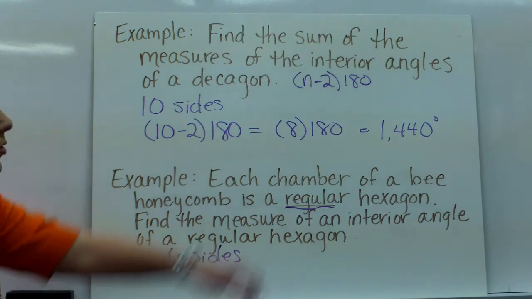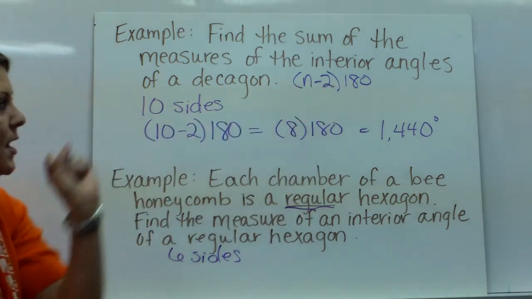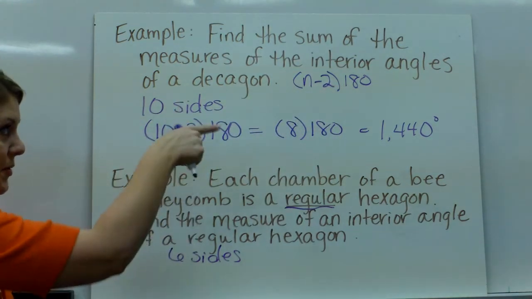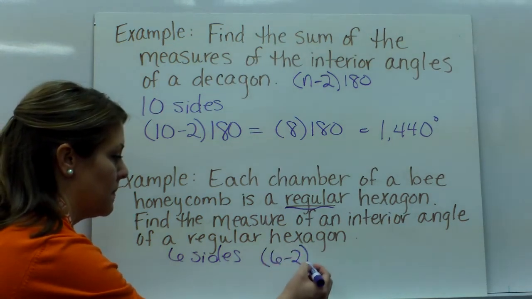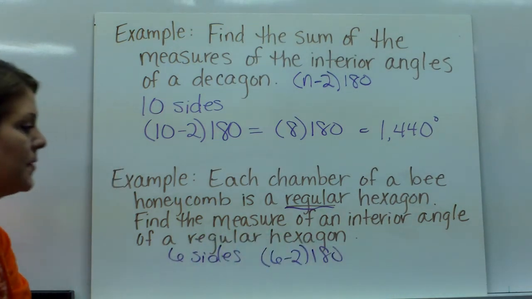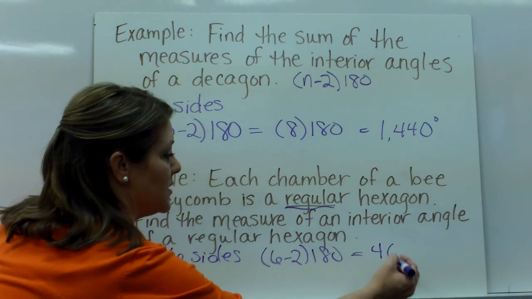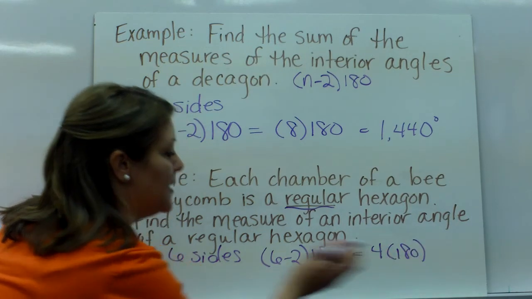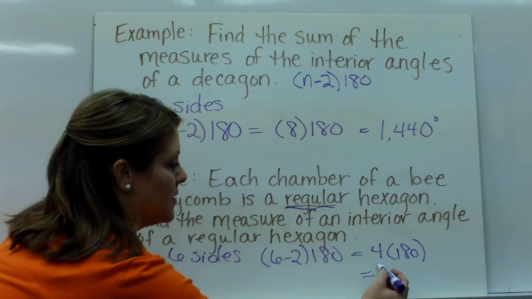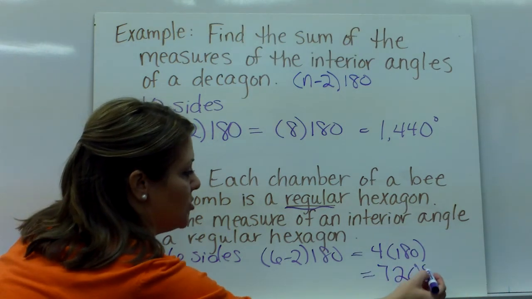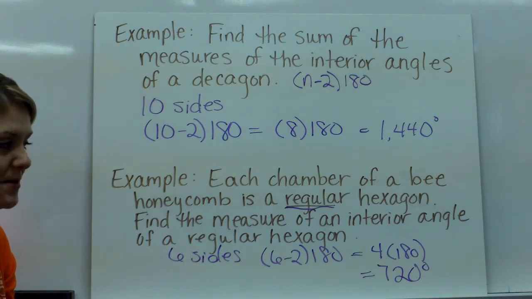So we're again going to use the expression n minus 2, times 180. We put 6 in place of n for the number of sides. Then we do our subtraction, so that's going to be 4 times 180. 4 times 180 gives us 720 degrees. Now that's the total degrees inside that hexagon.